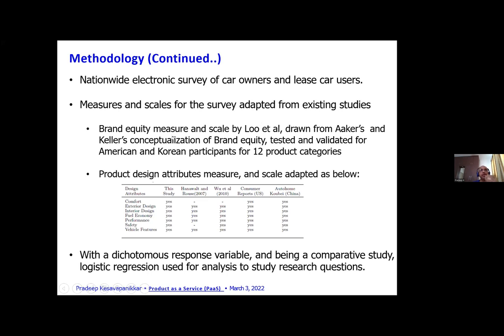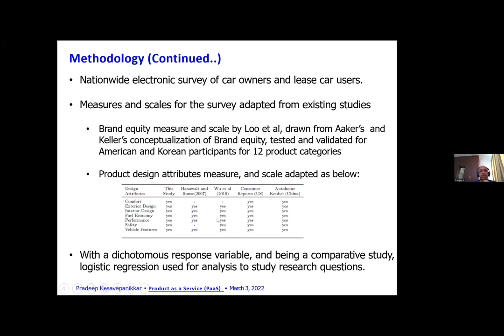The input variables or factors were brand equity as the first factor, and the second one was product design in terms of attributes of the product. Brand equity measures were adopted from Lou and others, which in turn were drawn from Aaker and Keller's conceptualization of brand equity. The product design attributes were drawn from existing studies, which are listed here, and also from third-party organizations like Consumer Reports in the US, an independent organization which evaluates products and provides reports to the consumers. A similar equivalent in China is Autohome. So we used these to generate our measures for product design for automotive.